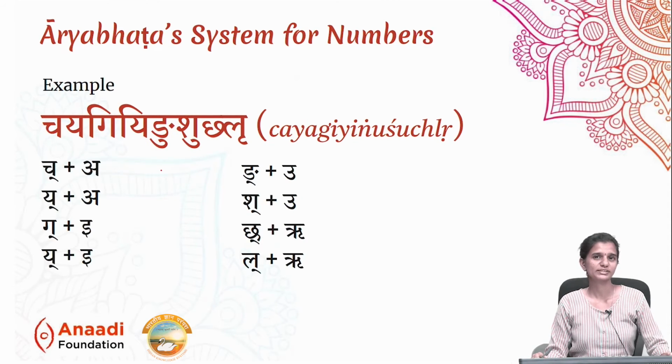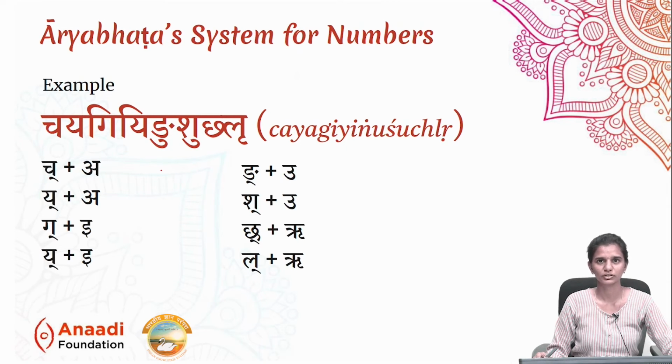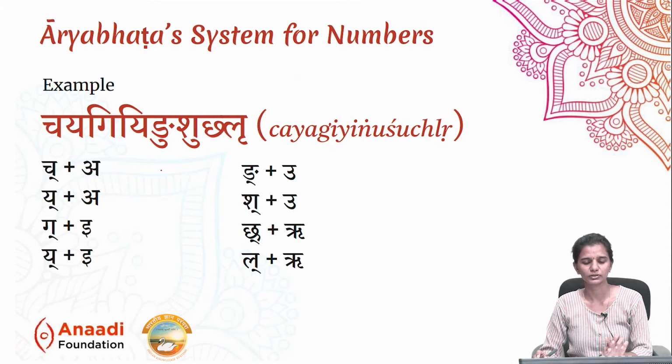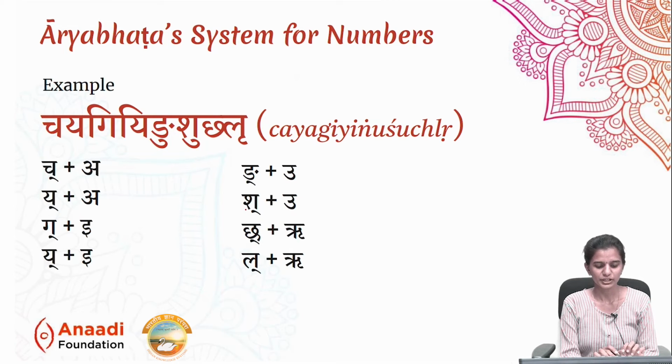Here is another word that is given by Aryabhata in his verse. The word is Chayagingu Shuchdr. First, let us split these letters. The first letter here is Cha. It is ich plus a. Then we have ya, that is I plus a. Gi is ig plus I. Yi is I plus I. Ngu is ing plus u. Shu is ish plus u.